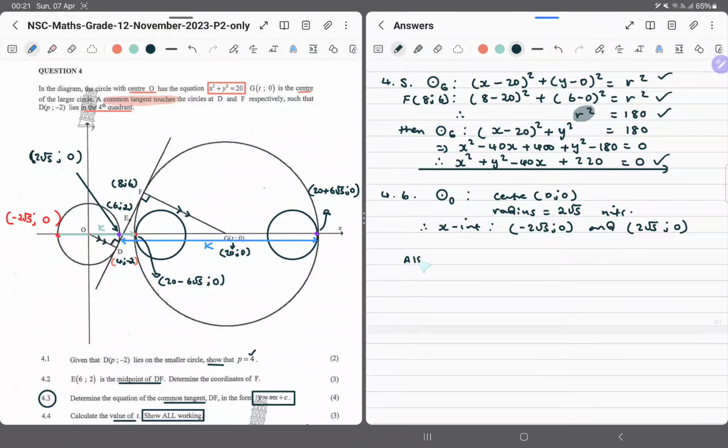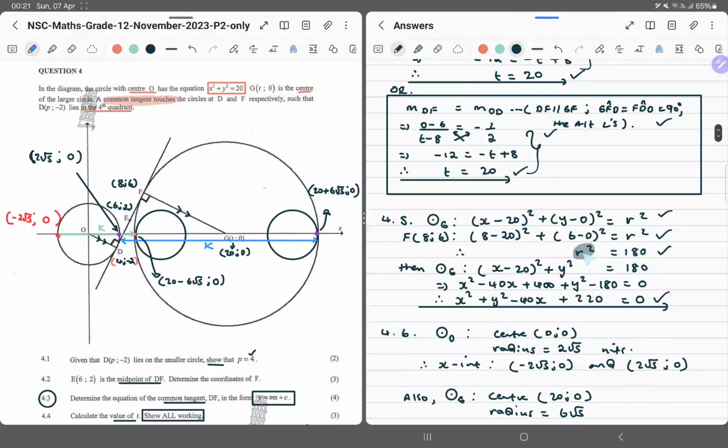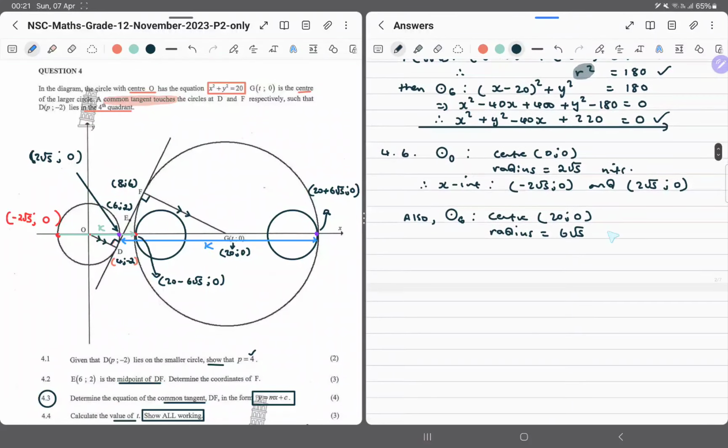We can say also, we know that the circle with center G is such that the center is (20, 0) and the radius is equal to 6 root 5. That's the square root of 180 from just there. Of course, this is units. Always say that.